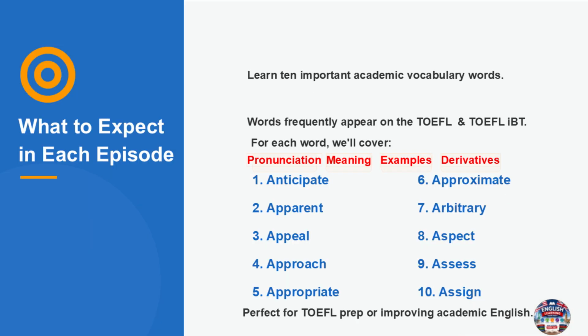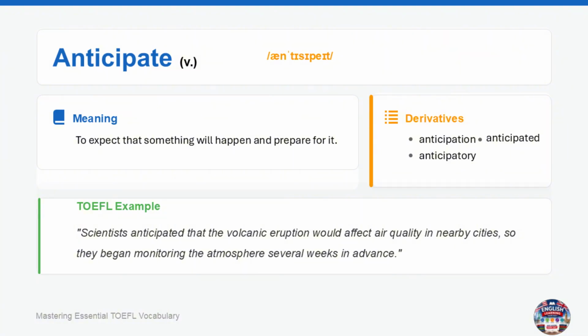In today's episode, we'll learn 10 more essential vocabulary words that frequently appear in TOEFL reading passages, listening lectures, speaking tasks, and writing assignments. Remember to repeat each word after Andrew. Listen carefully to the example and try answering the TOEFL-style question before we discuss the answer. Great advice. Let's begin. Our first word today is anticipate.